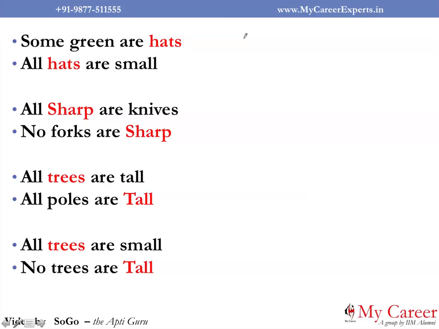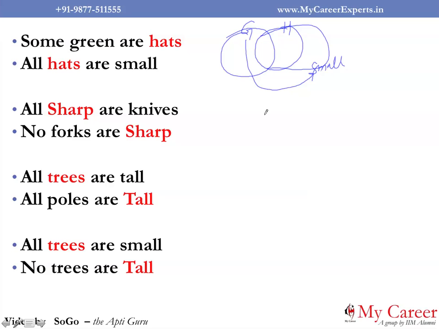So some greens are hats. So this is green, this is hat. So some green is hat. All hats are small. So some greens will be small.